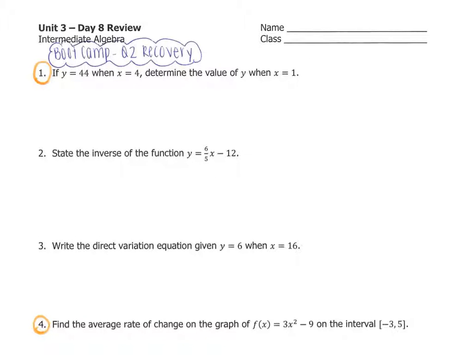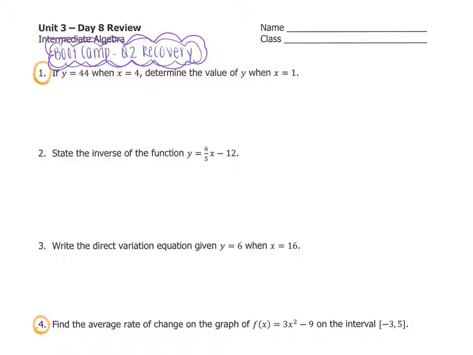Alright, so we're taking a look at Unit 3 Day 8 review. At the top of your paper it should say Boot Camp Quarter 2 Recovery, because that's the reason you're doing this, to get back some of those points that you lost or did not initially earn in Quarter 2 in order to help get yourself up to passing.